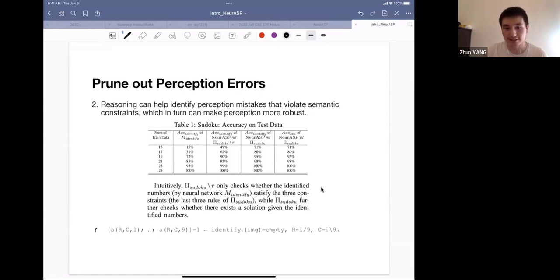NeurASP in the last column can achieve 71% accuracy, and that is because although the neural network makes some mistakes, we can prune out those mistakes and find the most probable answer to that solution. So that helps us improve the overall accuracy of the solution we found by using Clingo or using NeurASP.